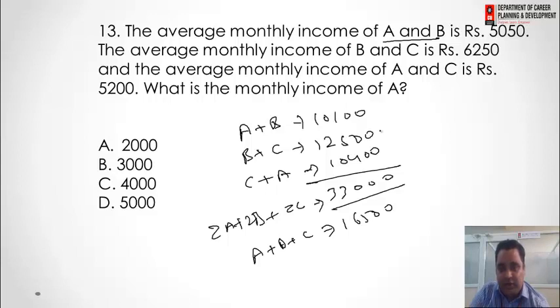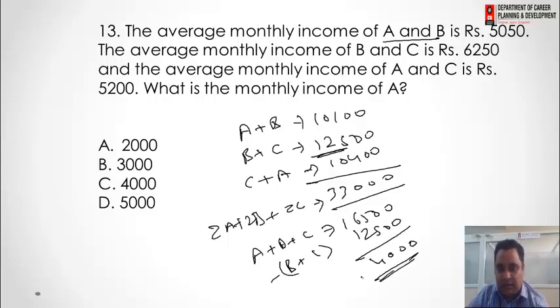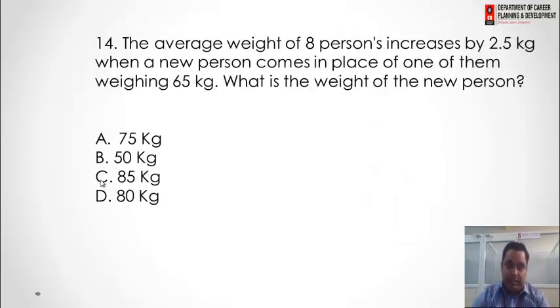And to find the salary of A we need to subtract the salary of B and C from that, and the salary of B plus C is 12,500. If we subtract the B plus C salary, that is 12,500, we get the answer 4,000, which is considered as A's salary. So the answer of this question is option number C. The next question we have.